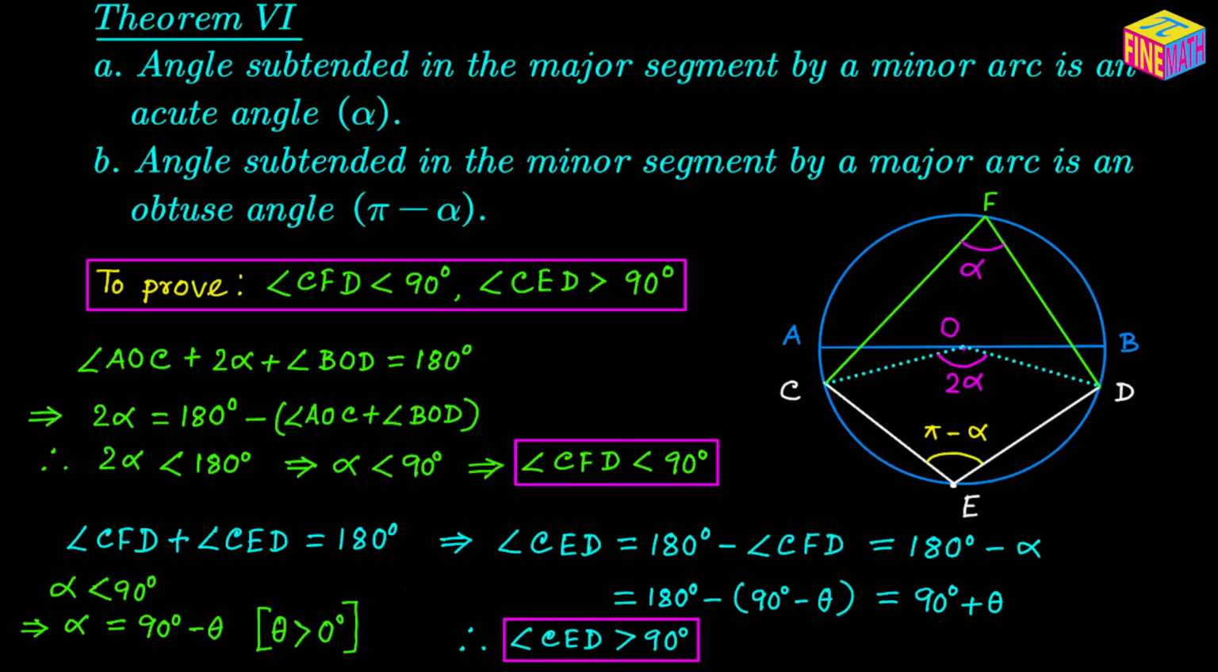It is a very interesting property of circles that the inscribed angle of a minor arc is an acute angle, and the inscribed angle of a major arc is an obtuse angle. I hope everything made sense.